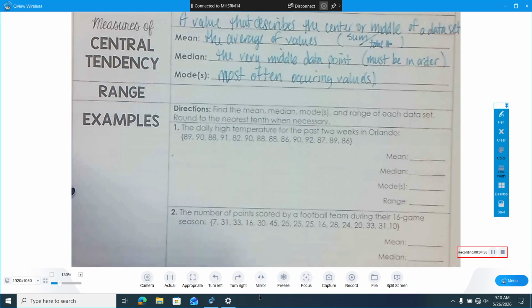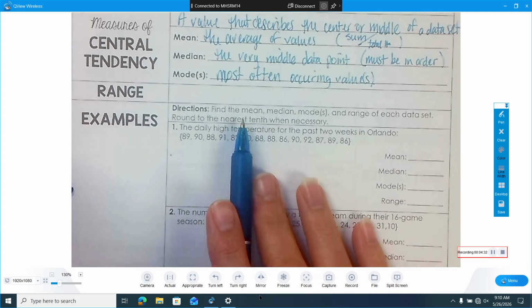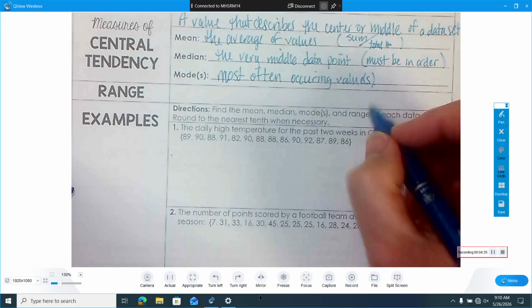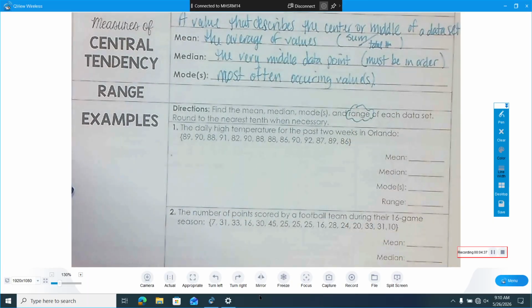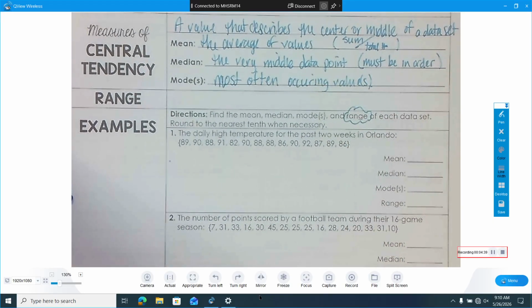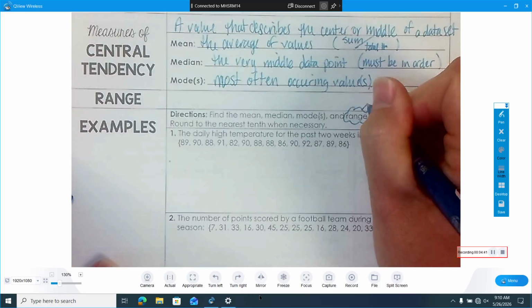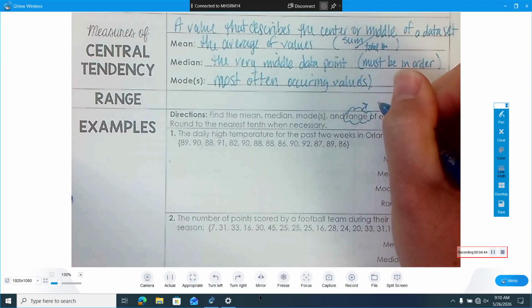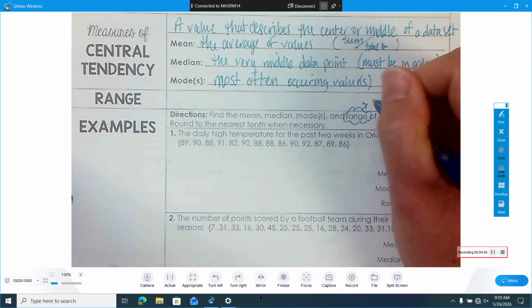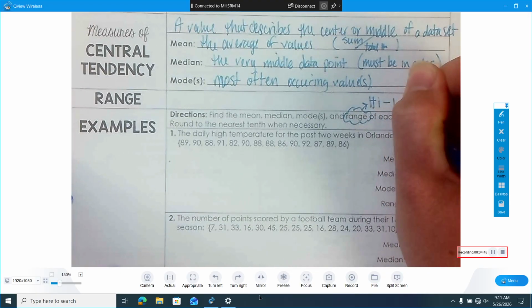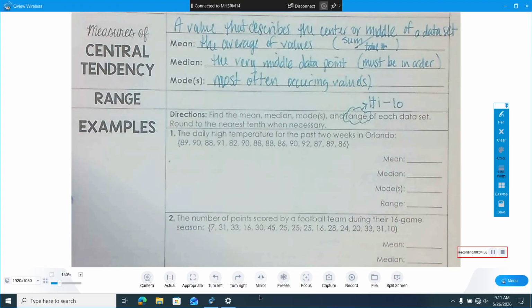All right, the daily, let's see, it says find the mean, median, mode, and range. Ooh, what's the range? The range is the highest minus the lowest. All right, write that down. The range is the highest minus the lowest. That is your range of data. So keep that in mind. Round to the nearest tenth when necessary.